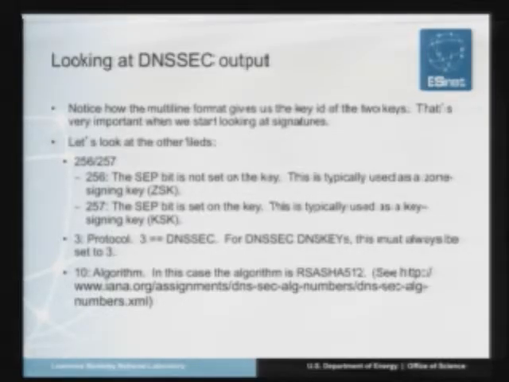In addition, you also see fields like 3, that's the protocol, which means that it's DNSSEC, and the algorithm in this case is 10. 10 is RSA SHA-512. There could also be 8, which is RSA SHA-256. You commonly see 5, which is RSA SHA-1, et cetera.